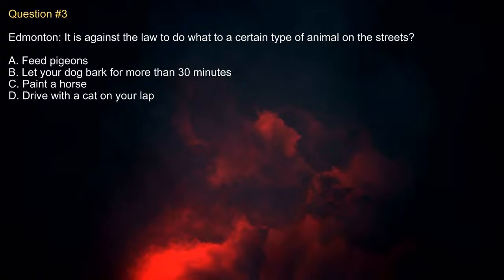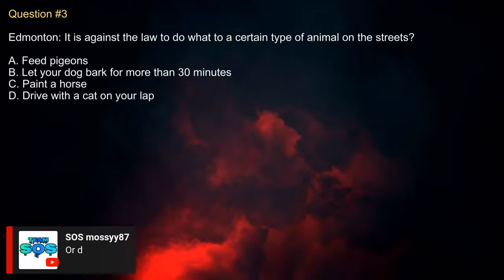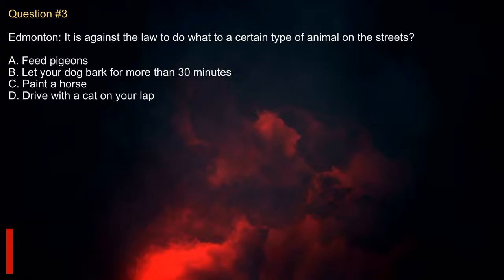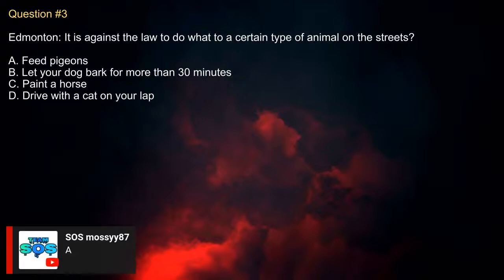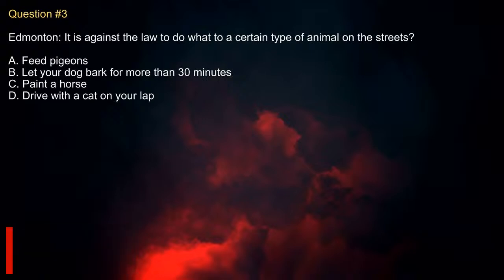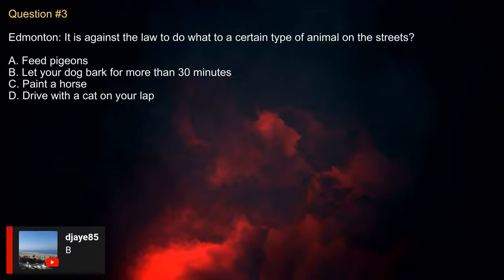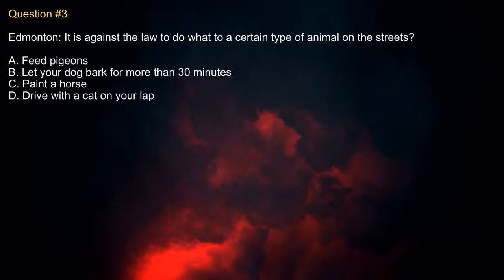Oh man, Mossy's on it. Oh man. Or D. Dude, Mossy says A, feed pigeons. DJ, Daniel J. This one's really hard. He's going A. Oh yeah, dude, feed pigeons. So, oh man, I mean.